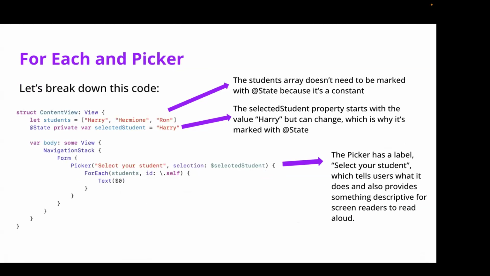In this code, we have a students list, and this does not need to be a state variable because we're not changing anything. Then we have a selected student, which right now is Harry, and this is a state variable because we do want to change which student we're selecting. In the body, we have a Picker that allows you to select a student from the list. Because we have a ForEach, it's putting all of these list items into the Picker, and from the Picker you can select one of these list items.